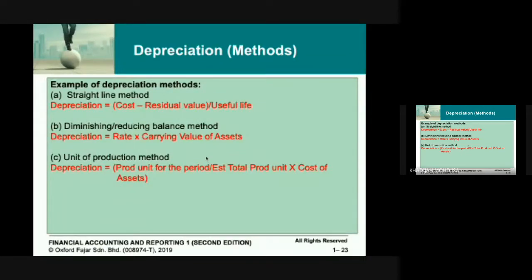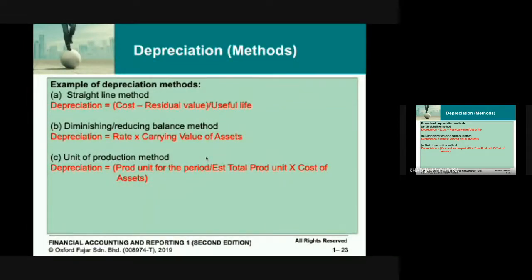So depreciation under the straight line method, what is the cost minus residual value? But there are also assets that have a zero residual value. It means that at the end of the 5 years useful life, the value is zero, right? You cannot sell the asset at all, right?